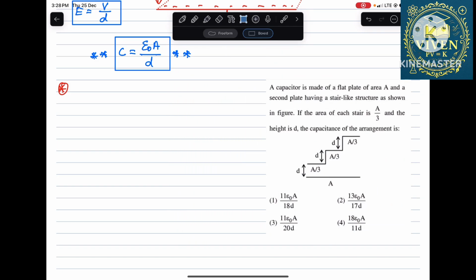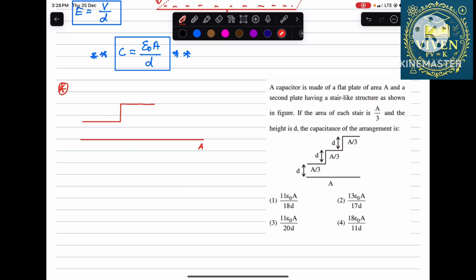See here, a capacitor is made of a flat plate of area A, and a second plate having a stair-like structure as shown in the figure. If the area of each stair is A by 3 and the height is d, the capacitance of the arrangement is? Okay, now I would like to draw the same diagram over here so that it will illustrate it in a clear-cut way. Say this is the bottom plate. Let me suppose this is connected to the earth, for our understanding. And now what did they say? The other one is like a staircase.